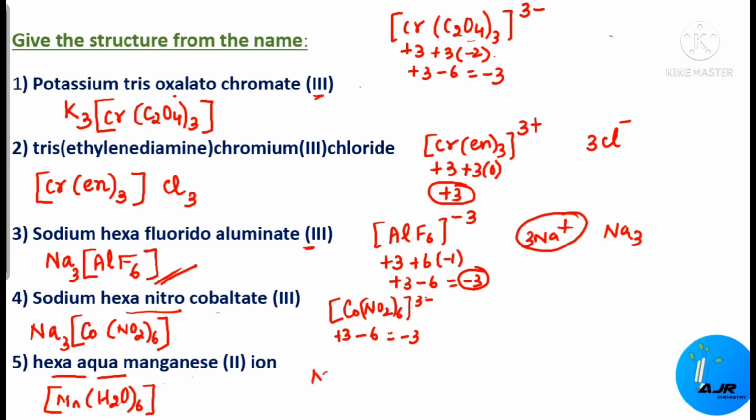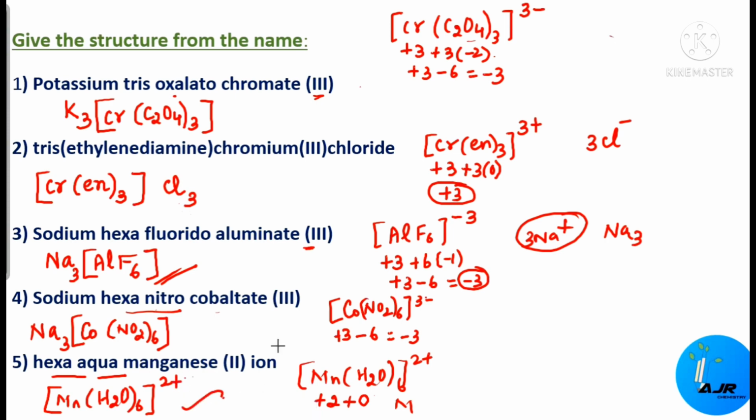So Mn H2O 6 times, is it not? So manganese is plus 2. Here the water is a neutral ligand, so obviously it's 0. So the manganese oxidation state is plus 2, and the charge on this entity will be 2 plus. Understood? So it is 2 plus.